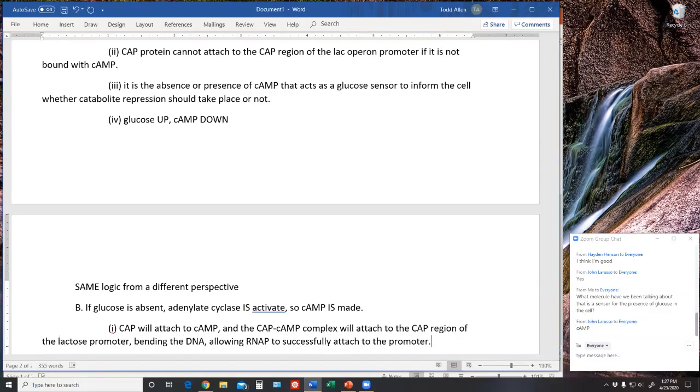So this is how the catabolite repression mechanism works. If glucose is present, adenylate cyclase is not activated so that there's no cyclic AMP. If there's no cyclic AMP, you can't bind the CAP protein. If the CAP cyclic AMP complex is not available, you can't bind to the CAP region of the LAC promoter, so the DNA is not bent and RNA polymerase cannot attach, so therefore the genes of the lactose operon cannot be expressed.